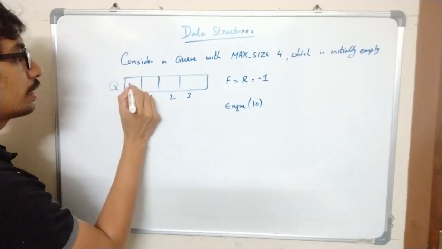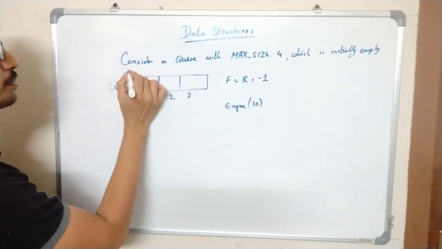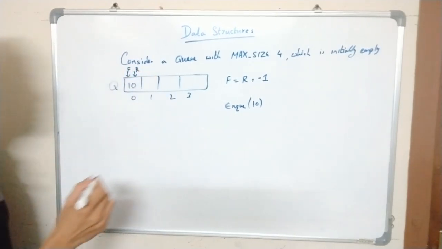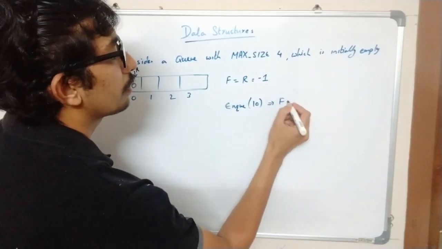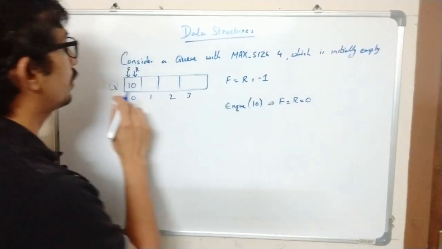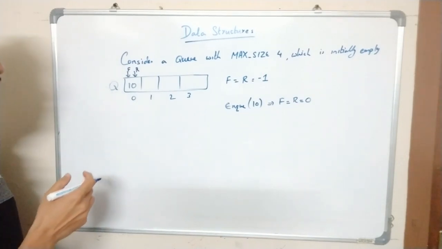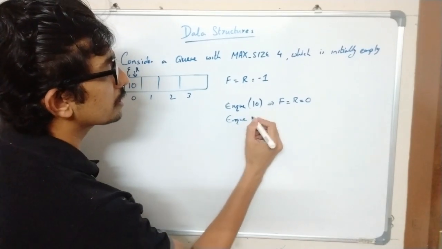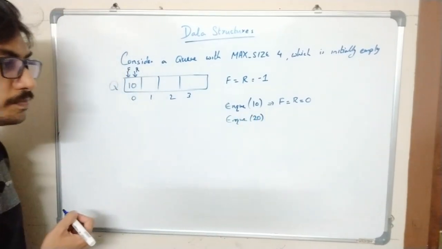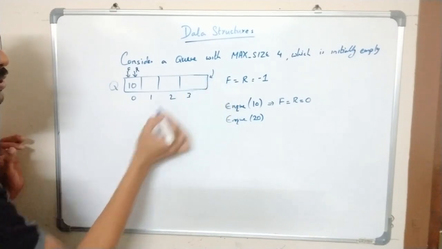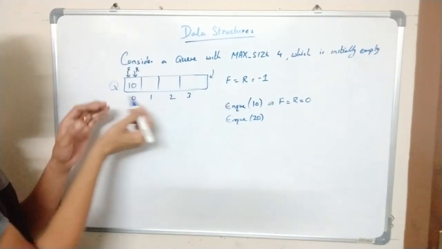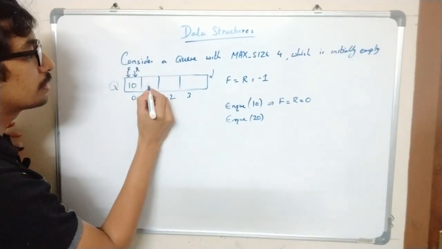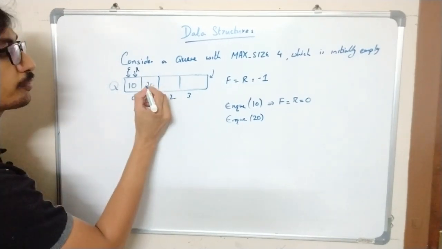So once the first element is inserted, it should be going to the first position, which means front and rear will become 1. Front is equal to rear is equal to 0. So it will be standing at 0th position. So what happens if a new element is inserted? A new person is coming, he is also entering the queue, and where will he be standing? He will be standing just behind 10. So this will be the place of 20.